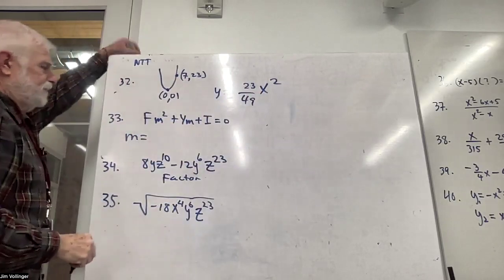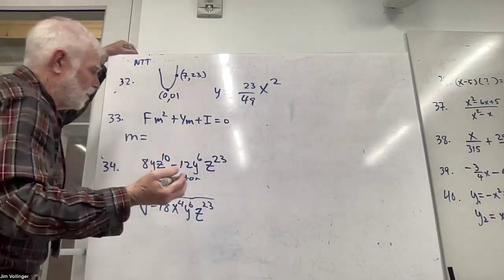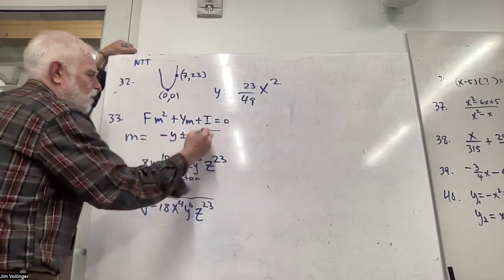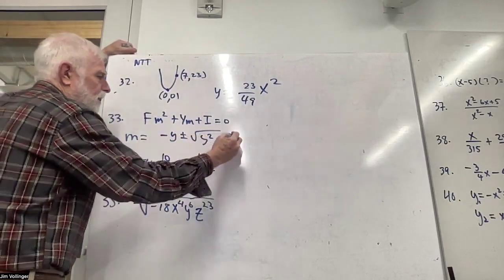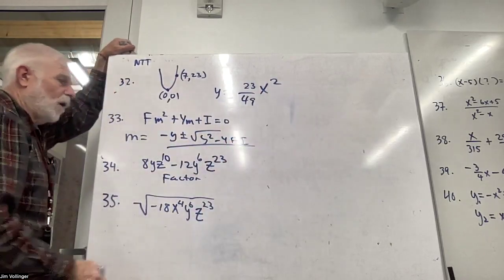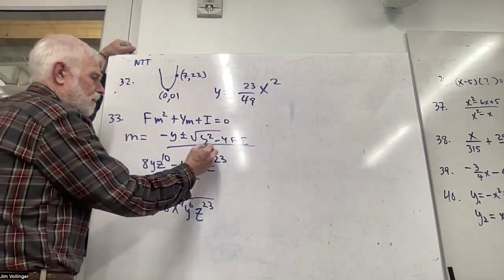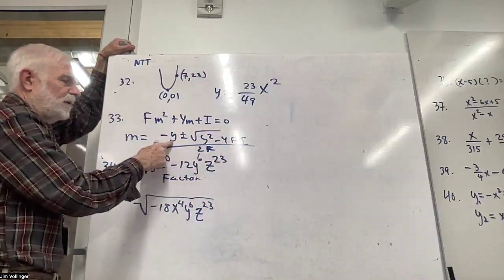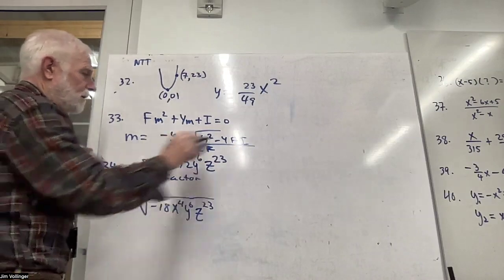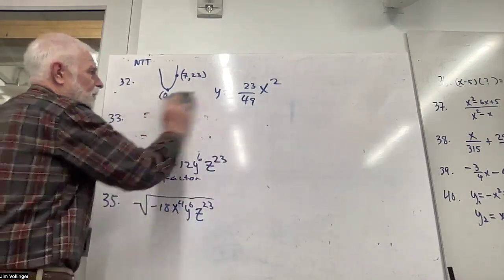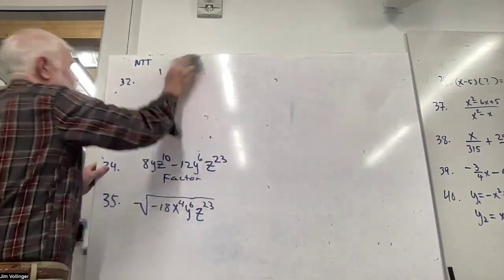FYI, yep, solve for m. Try to help you learn your quadratic formula here. Minus y plus or minus the square root of y squared minus 4 times f times i. Make sure the fraction bar goes under all of that, 2f. If the fraction bar isn't all the way across, then you're not dividing this by 2f, and it will be wrong. Sorry for the pace here today, but it's the best I can do.